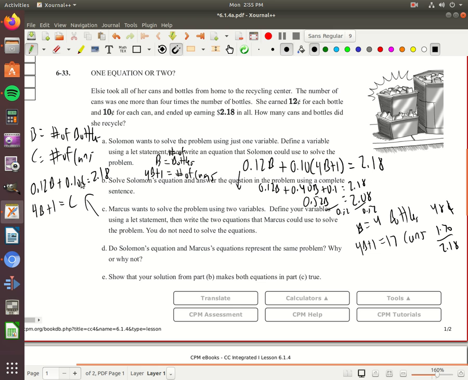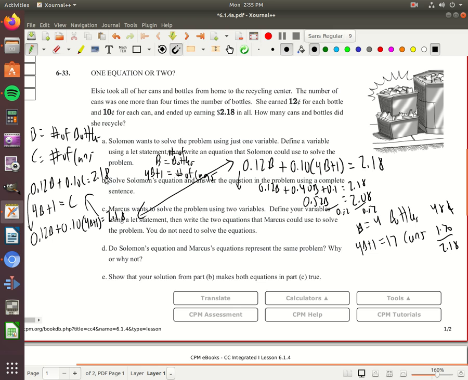So I'm going to go over here and take the C out. I'm going to use this original equation, 0.12B plus 0.10, and at C, I'm going to take it out and put it in parentheses, equals 4B plus 1, and that equals 218. And what I want you to notice is that these are the exact same now, right?